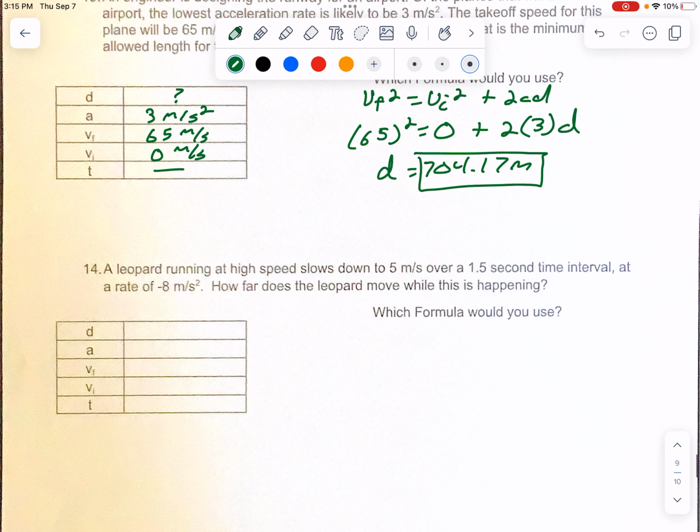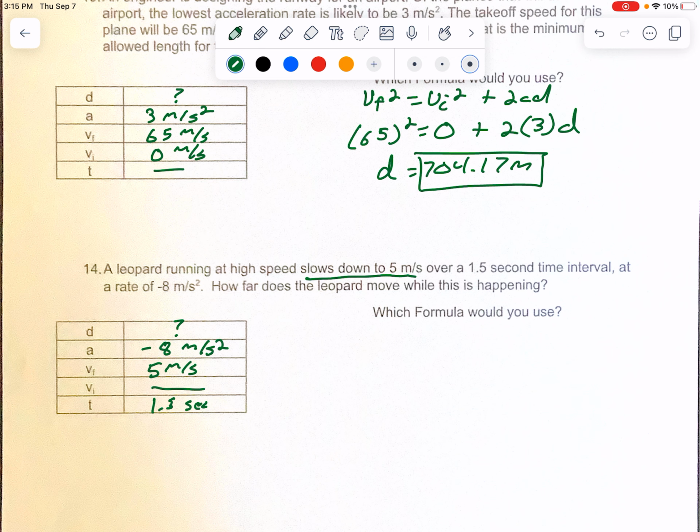Last one, a leopard running at a high speed slows down to 5 meters per second. So that means that is your final. Over a 1.5 second time interval, so there's your time. At a rate of negative 8 meters per second squared. So that's your acceleration. Again, it's okay to be negative because they're slowing down. How far does the leopard move while it's happening? So you're looking for displacement or distance.